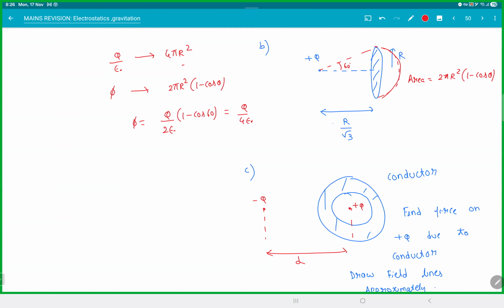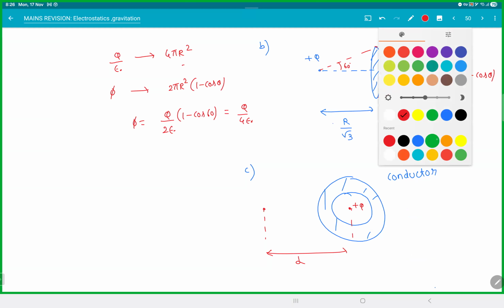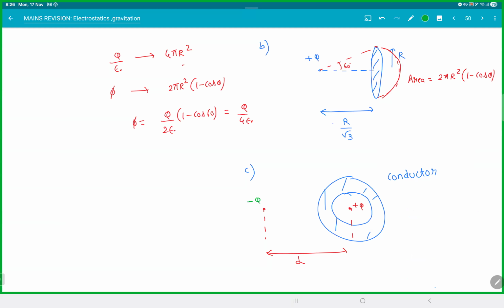And what about this one? Find the force on plus Q due to the conductor. So how will the field lines be in the first place? Let this be minus Q. Now be careful, there are two distributions here. There is a uniform distribution here, that will be minus Q. And there will be one more uniform distribution here.